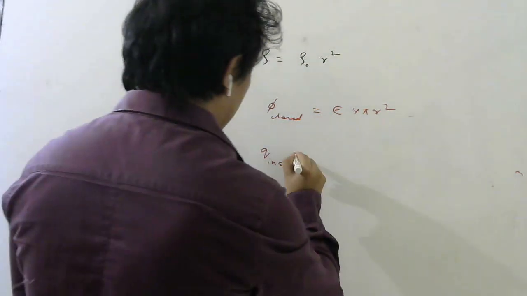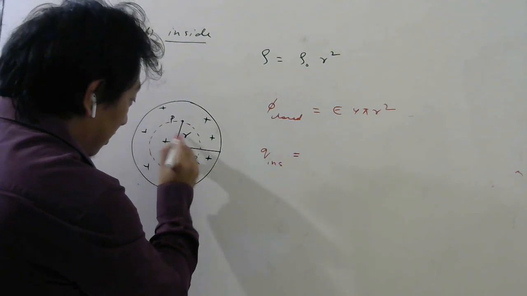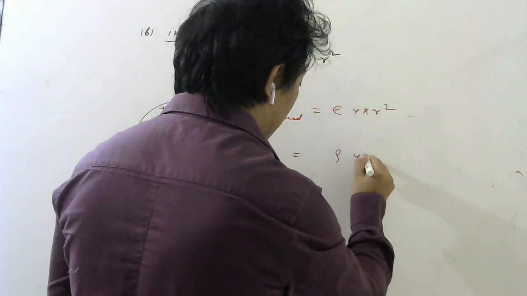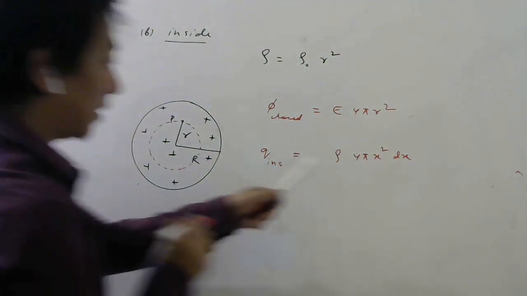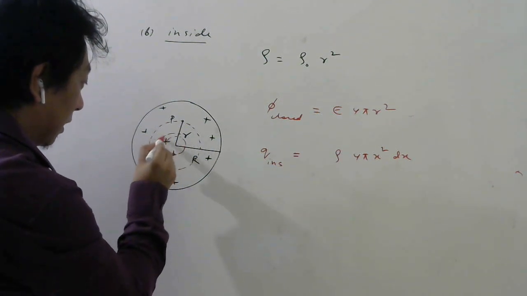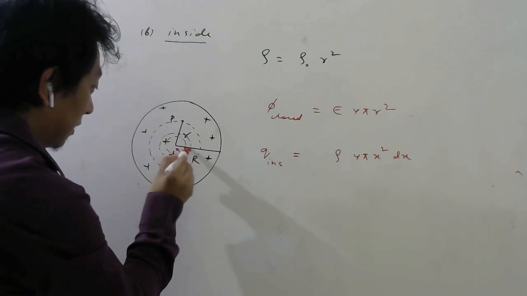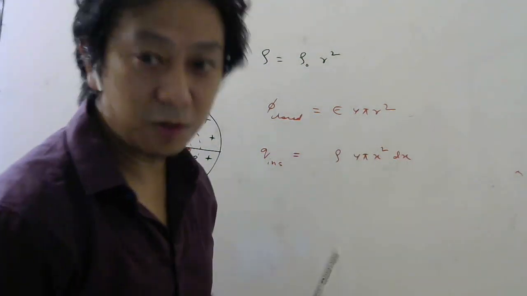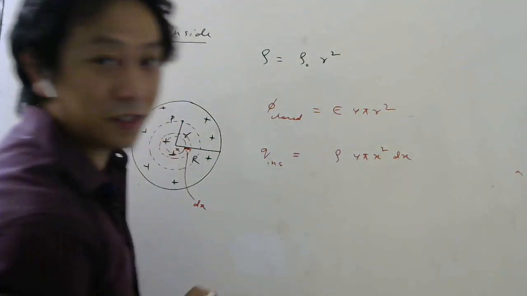So how to find the charge of this much part? First, I will find the charge of one small shell here. What will be the charge of the shell? Density into area, 4 pi x square dx, let's say. What is x? I have taken here a shell like this, whose radius is x, thickness is dx. You can write small r dr also, but better not to, otherwise it will be confusion. So x is your integration variable.